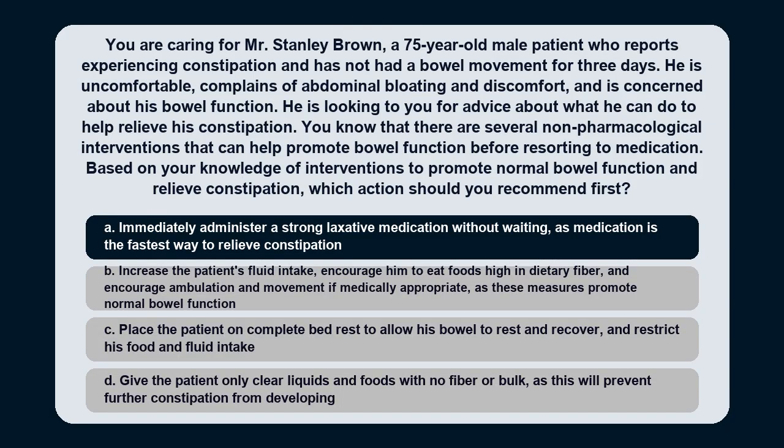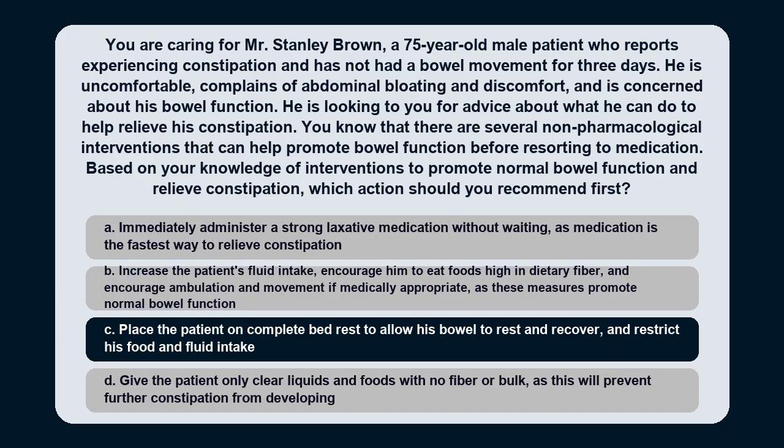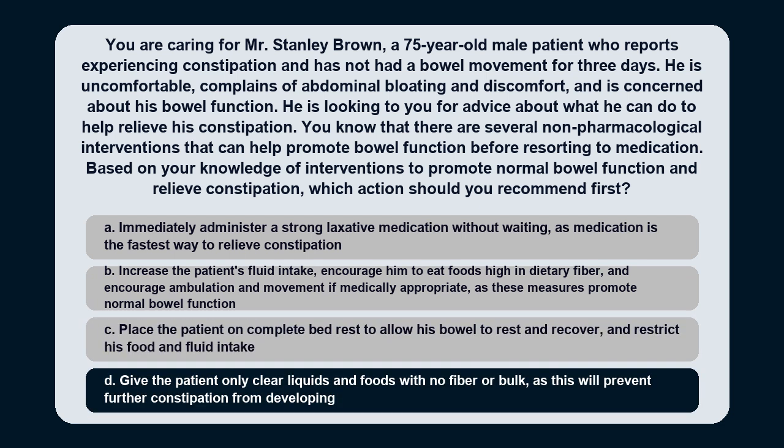Option A. Immediately administer a strong laxative medication without waiting, as medication is the fastest way to relieve constipation. Option B. Increase the patient's fluid intake, encourage him to eat foods high in dietary fiber, and encourage ambulation and movement if medically appropriate, as these measures promote normal bowel function. Option C. Place the patient on complete bed rest to allow his bowel to rest and recover and restrict his food and fluid intake. Option D. Give the patient only clear liquids and foods with no fiber or bulk, as this will prevent further constipation from developing.